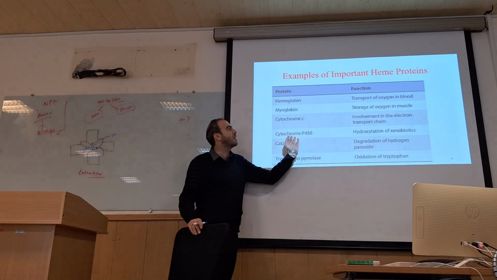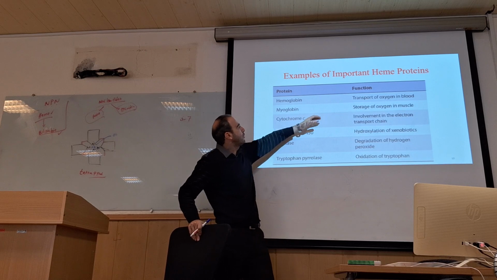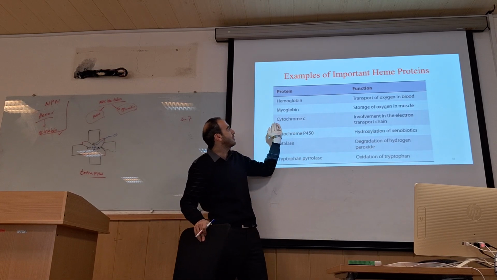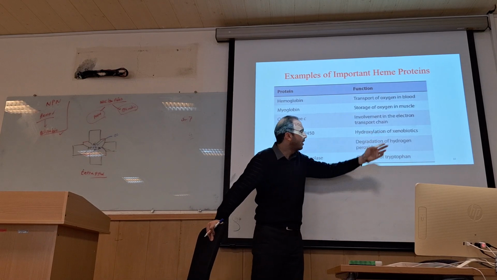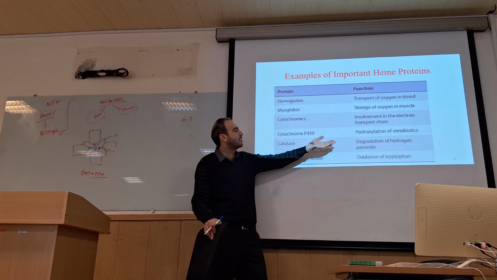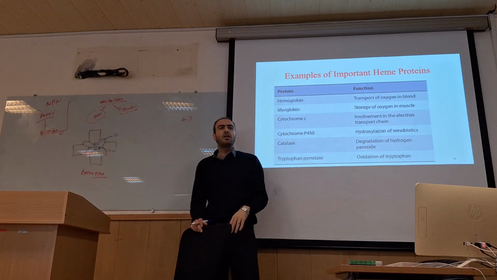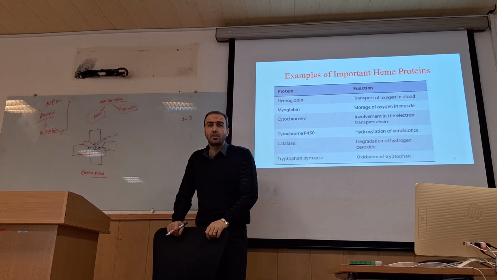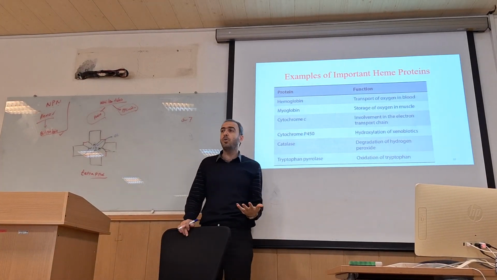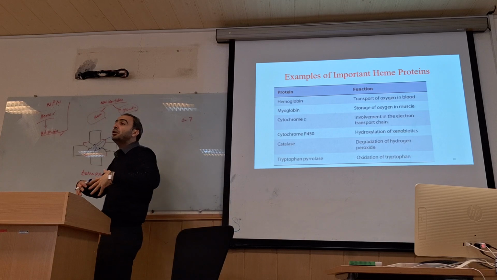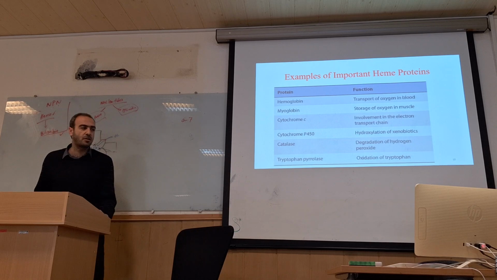Here you can see some examples and their functions. Hemoglobin transports oxygen. Myoglobin is important in the storage of oxygen. Cytochrome C works in the electron transport chain. Cytochrome P450 performs hydroxylation of xenobiotics, catalase degrades hydrogen peroxide, and tryptophan pyrrolase oxidizes tryptophan. These are some examples of heme proteins. So hemoglobin is not the only important one; all of them are important, but hemoglobin is synthesized in a huge amount, 6 to 7 grams daily.